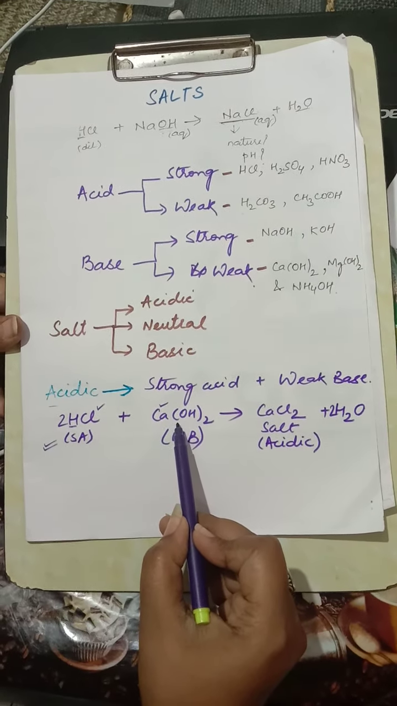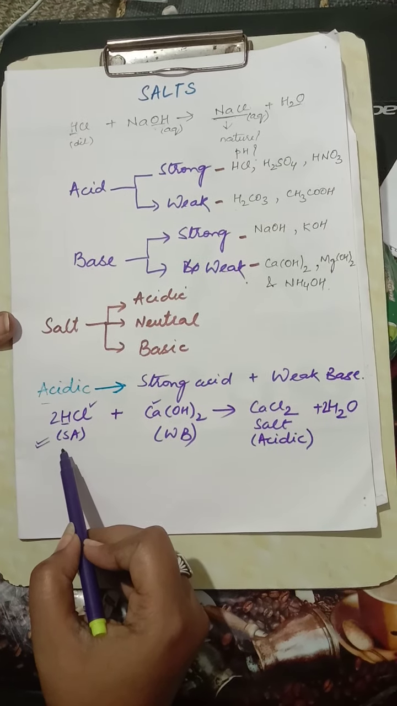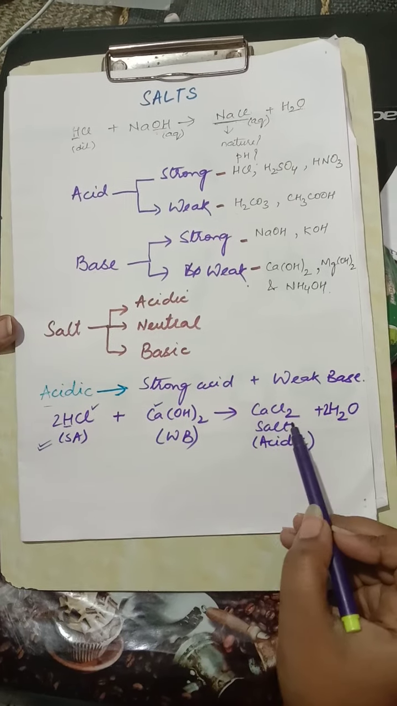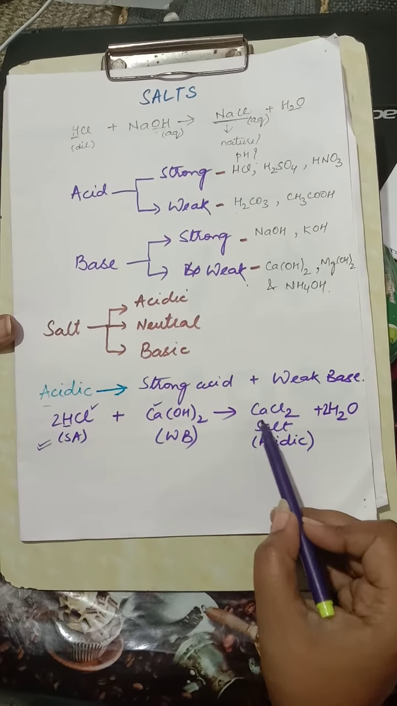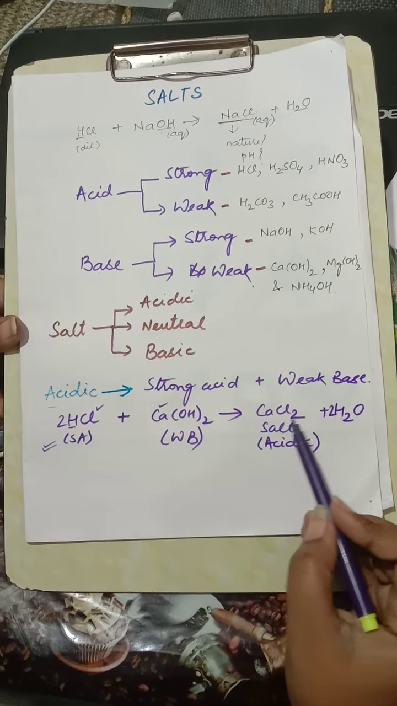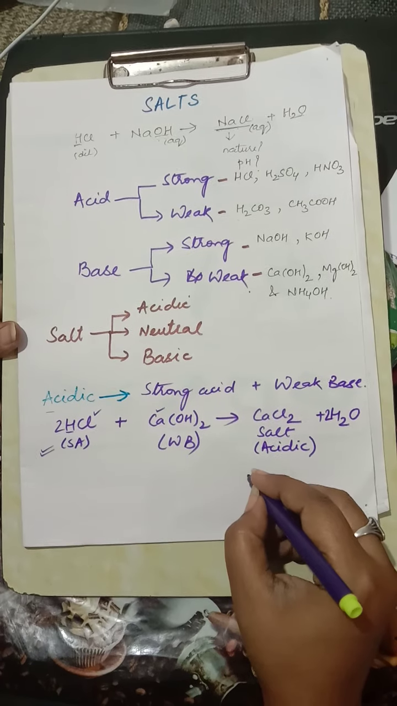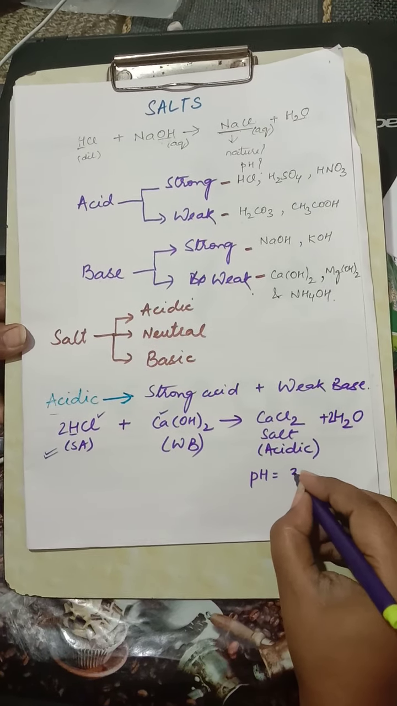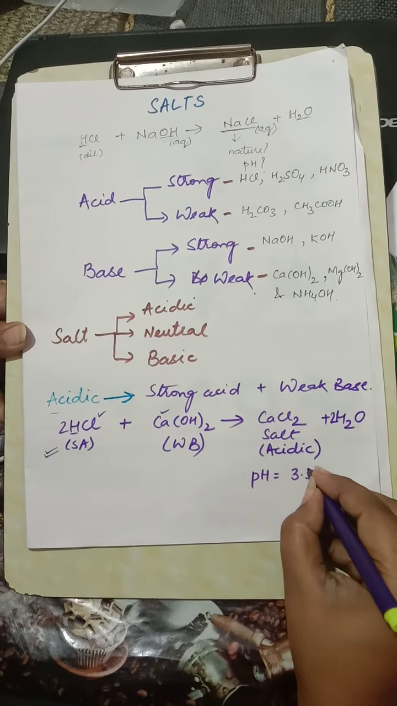So we can conclude here calcium chloride, the salt which is formed by the combination of HCl and calcium hydroxide. Here HCl is strong acid, calcium hydroxide is weak base, and the salt formed, that is calcium chloride, is acidic in nature and pH value of this salt is 3.5.